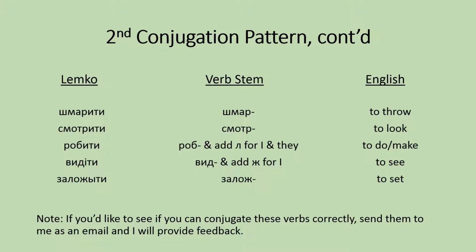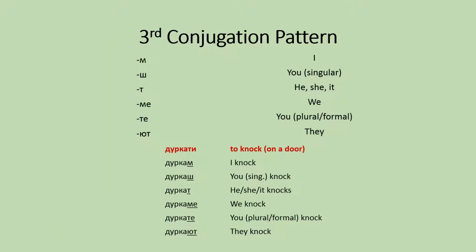Note, if you'd like to see if you can conjugate these verbs correctly, send them to me as an email and I will provide feedback. Third conjugation pattern. When the conjugated verb ends in m, it refers to I. When the conjugated verb ends in sh, it refers to you singular. When the conjugated verb ends in t, it refers to he, she, or it.